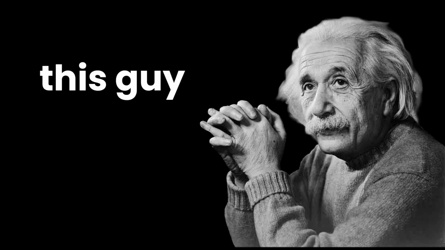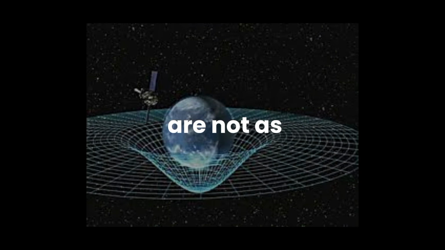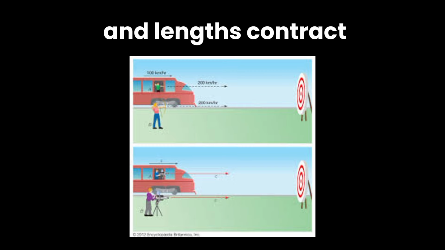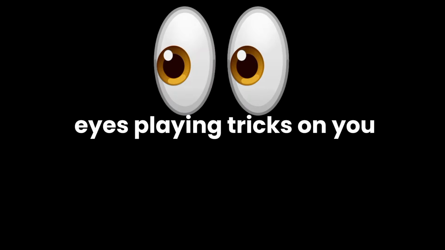I think you know this guy. This guy tells us that time and space are not as rigid as we thought, they're more like a stretchy rubber band. When you're moving fast, time slows down and lengths contract. But wait, there's more. What if I told you that distances can also change? Yep, it's not just your eyes playing tricks on you. This is called length contraction.